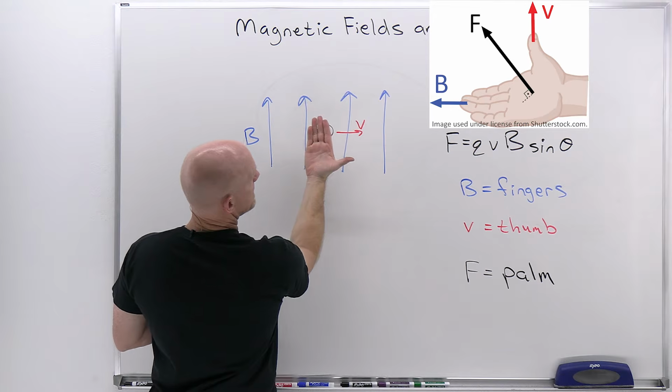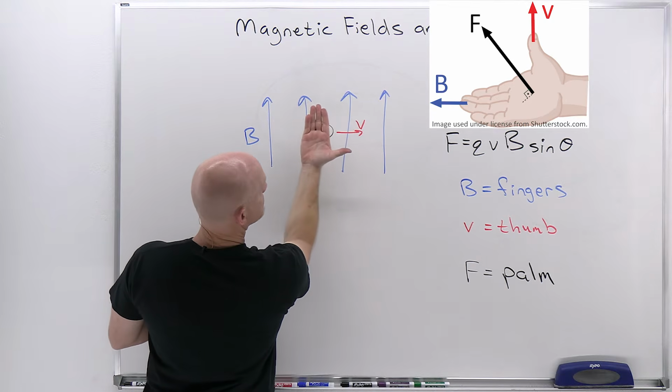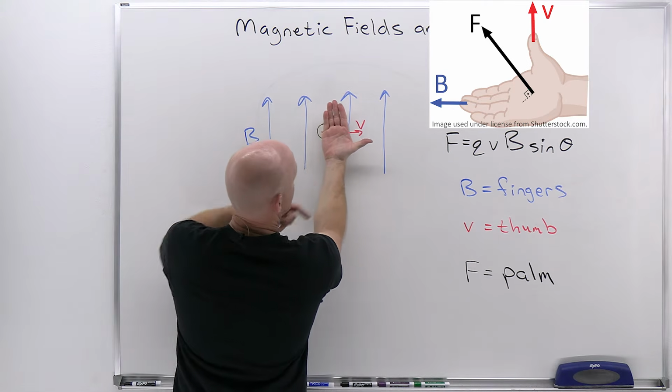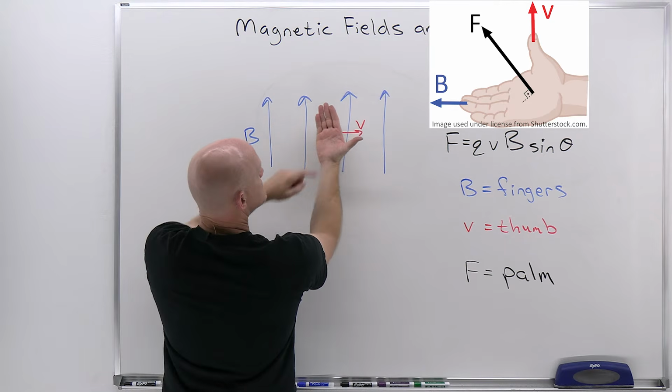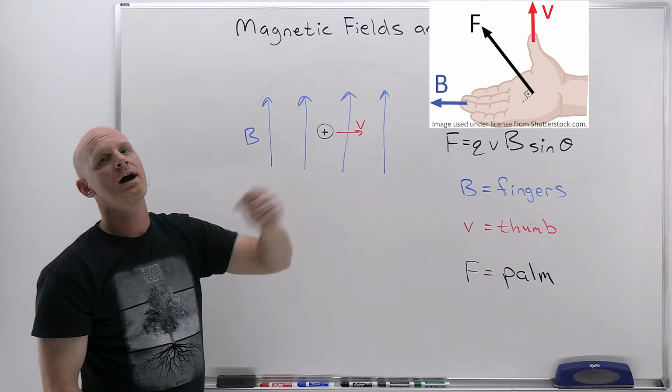But then you want your thumb to point in the direction of the velocity. So I had to flip it around, pointing to the right. And in this case, the force is going to come out of your palm, which means it's coming straight out of the board.